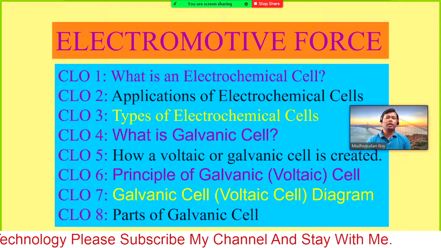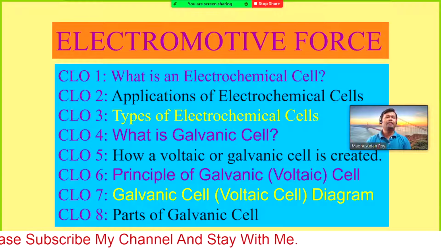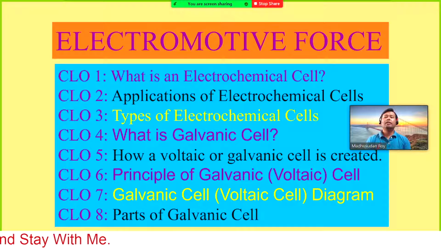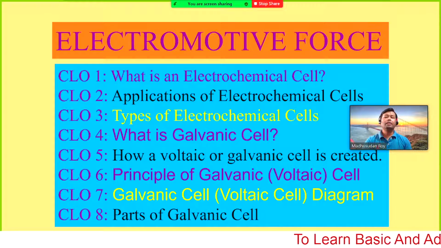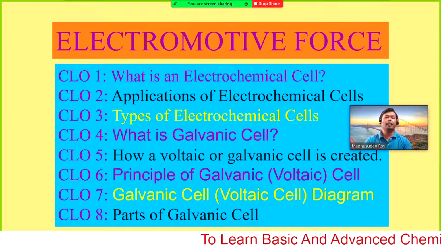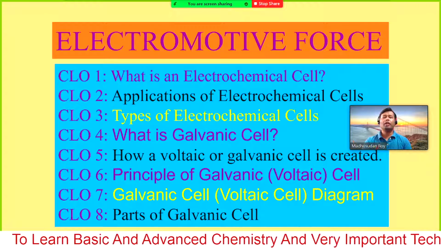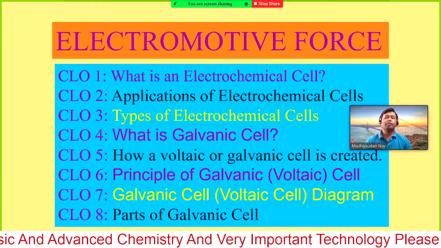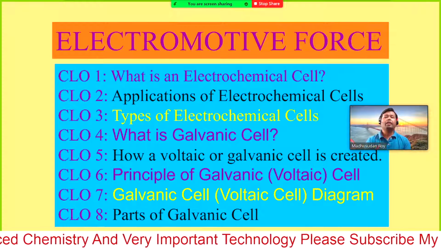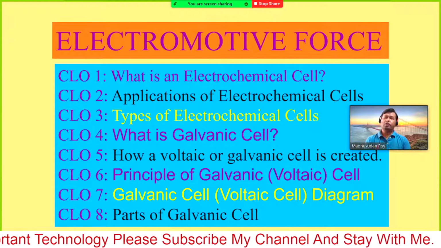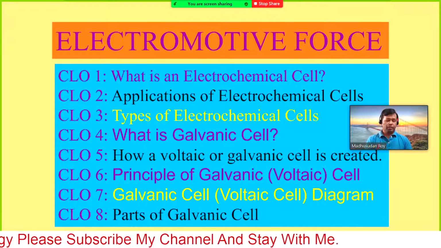So today we will focus on the galvanic cells, and in the next class, next Wednesday, we will try to learn about the electrolytic cell. Today, to learn about the galvanic cell, we will learn how a voltaic or galvanic cell is created, how we can create it. Then we will learn about the principle of the galvanic cell, then the galvanic cell diagram, and finally, if we have some time, the parts of the galvanic cell. So let's start from the beginning.